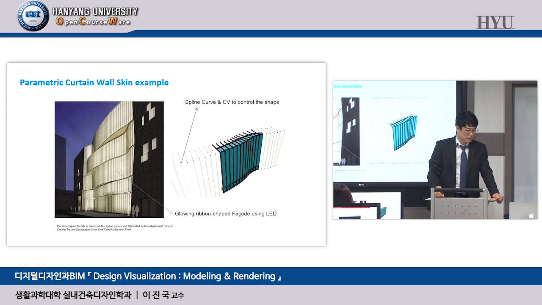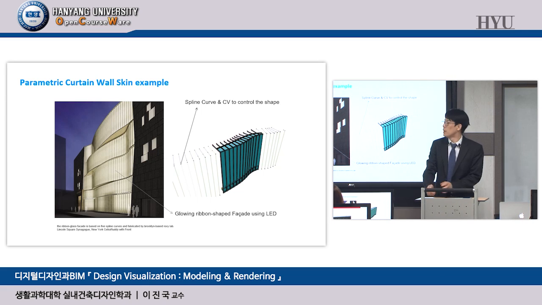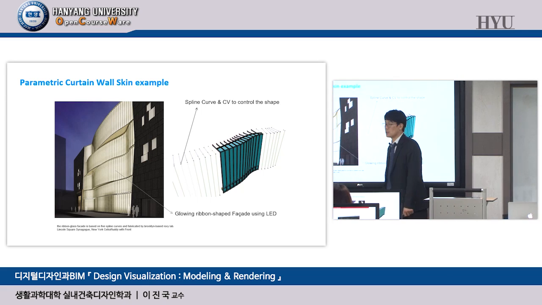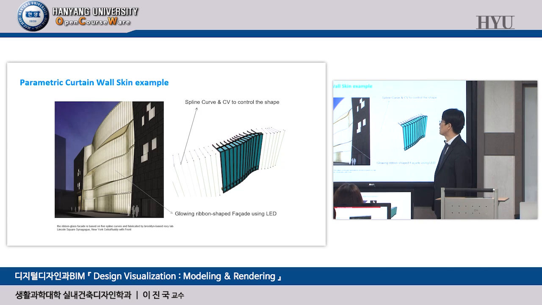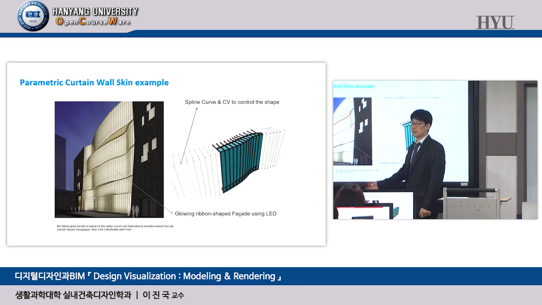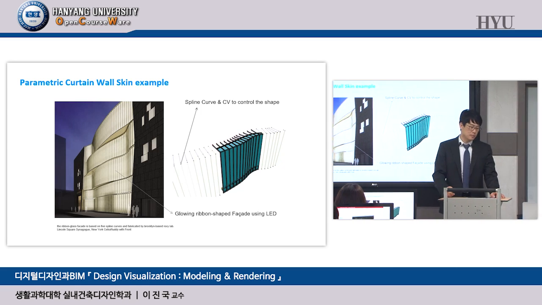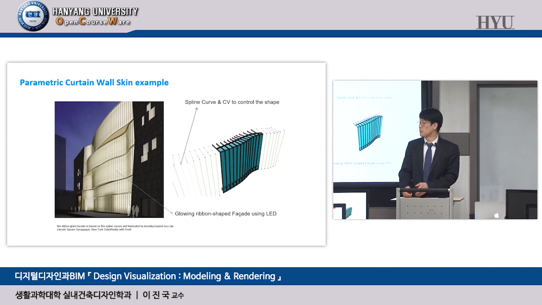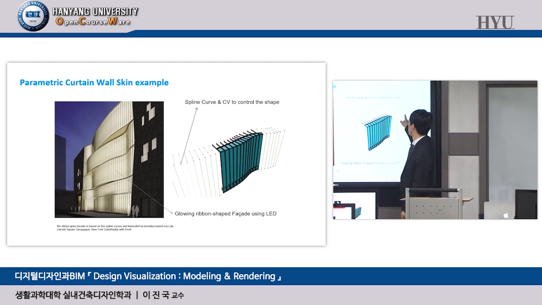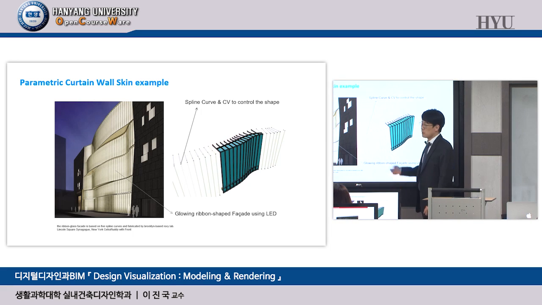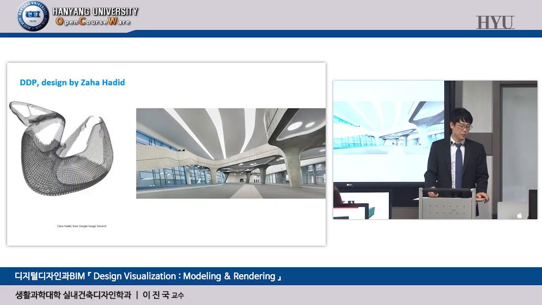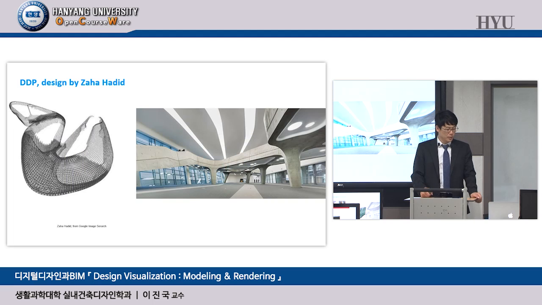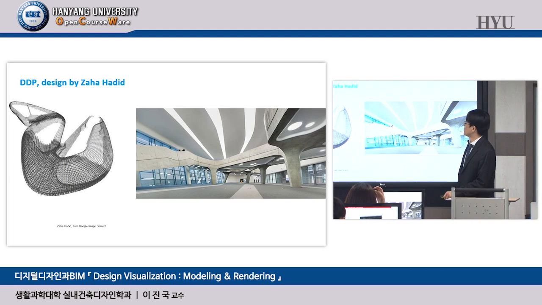So a glowing ribbon-shaped facade using an LED system. Okay, now this is LED, not just a simple material. Anyway, the controllable geometry, even in early phase design, can be defined this way, and then this can be realized in the actual model. Next example, another famous one is DDP, okay, Dongdaemun Design Plaza.